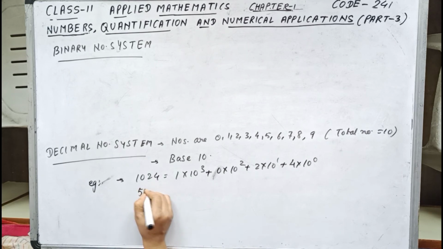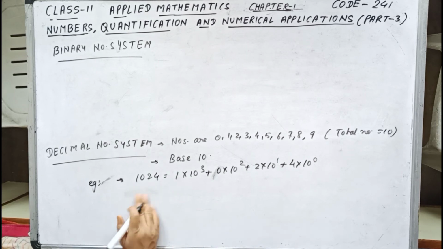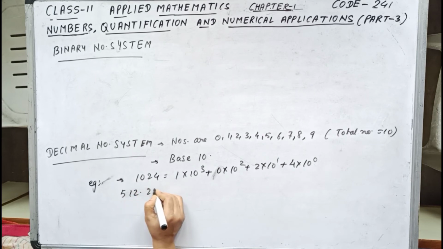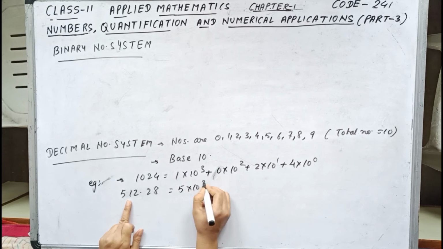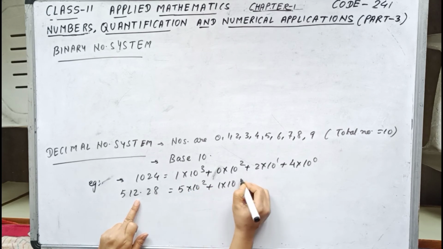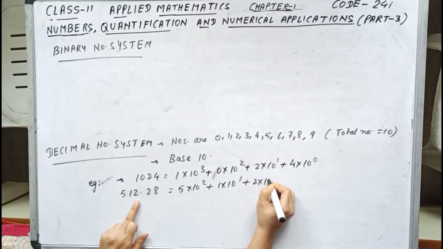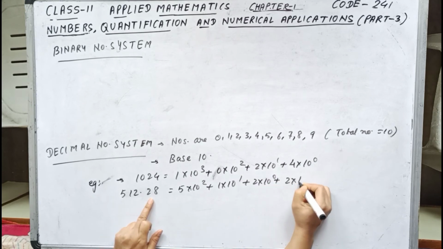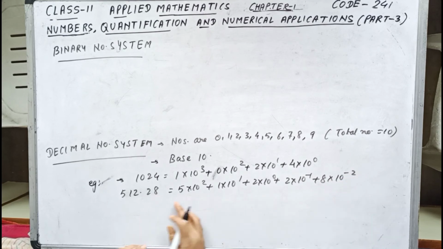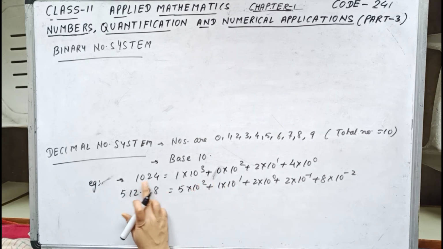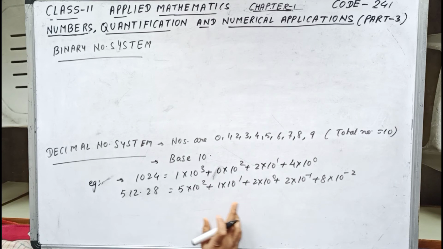Again, suppose a number is there in the decimal form, 512.28. So this we can write as 5 into 10 power 2 plus 1 into 10 power 1 plus 2 into 10 power 0 plus 2 into 10 power minus 1 plus 8 into 10 power minus 2. So here we can see all the numbers we are writing in terms of powers of 10, means we are expressing this in terms of multiples of powers of 10. That's why in the decimal system we call the numbers base 10.